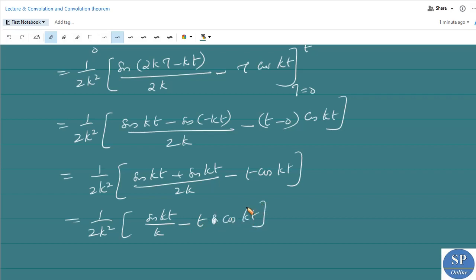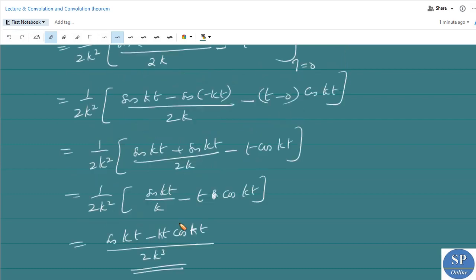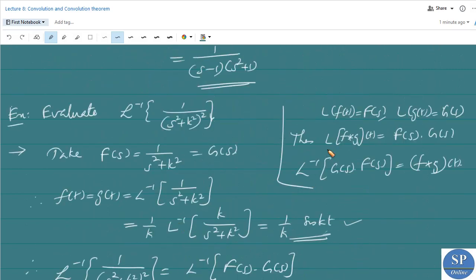So 1 by 2k square into 2 sin kt, that is sin kt divided by k, minus t into cos kt, that is sin kt minus kt cos kt divided by 2k cube. Taking k as the LCM, we have sin kt minus kt into cos kt divided by 2k cube. So this will be the required inverse Laplace transform. So we can use the convolution theorem to find the Laplace transform as well as the inverse Laplace transform.